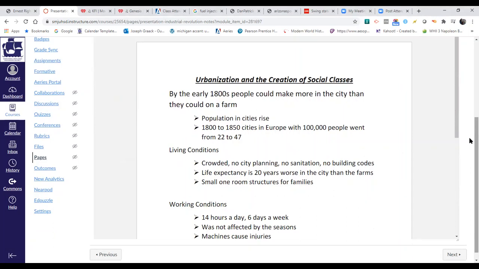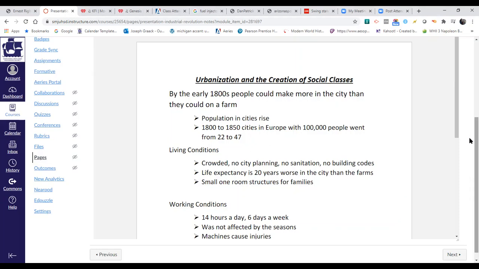So by the early 1800s, all right, people could make more in the city than they could on a farm. It was more profitable to be in a city working at a factory than it was on a farm. And that was really for the first time for most people in history. You'll see the population in cities rise during this time period.